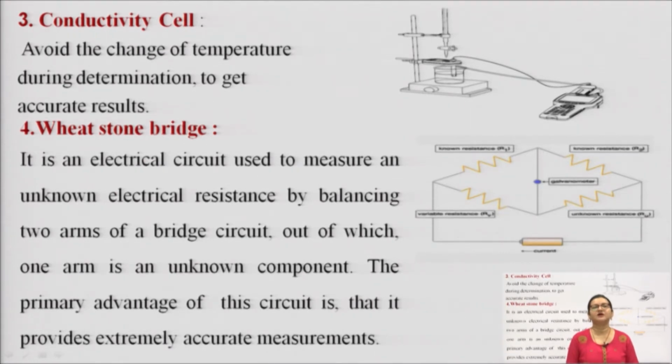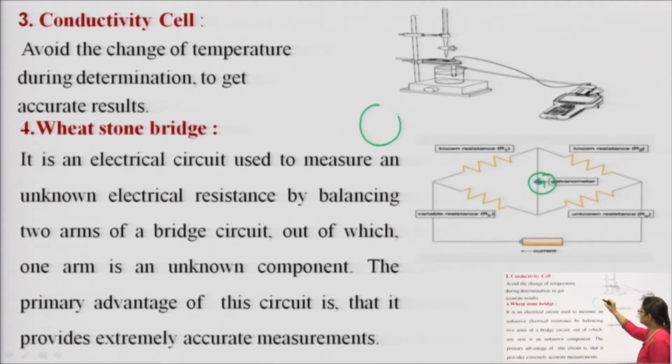The primary important advantage or value of the circuit is that it provides very accurate and extremely precise measurements, extremely accurate and good results. So, what is a Wheatstone bridge? As you all can see, this is the galvanometer. We can denote it as G also.